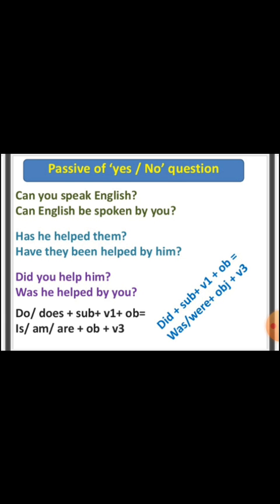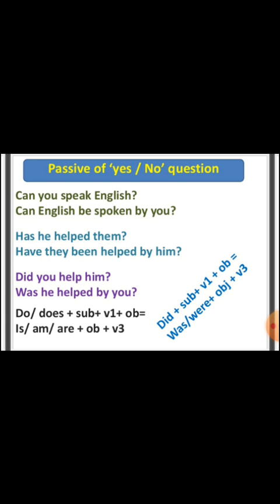Do or does, plus subject, plus first form or object. The given structure you have to follow. When in the active voice do or does, subject and first form of the verb is given, you have to follow the following structure: is, am, are, object, and then the third form of the verb.